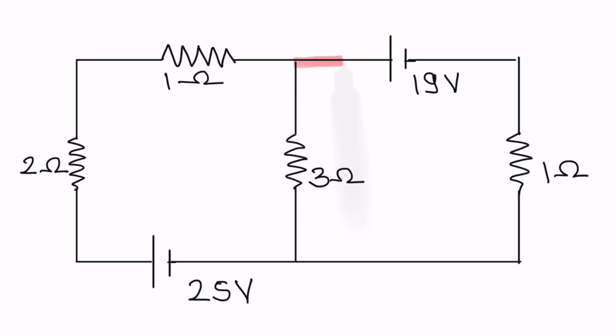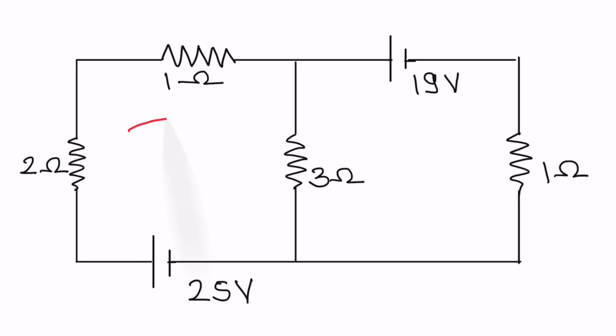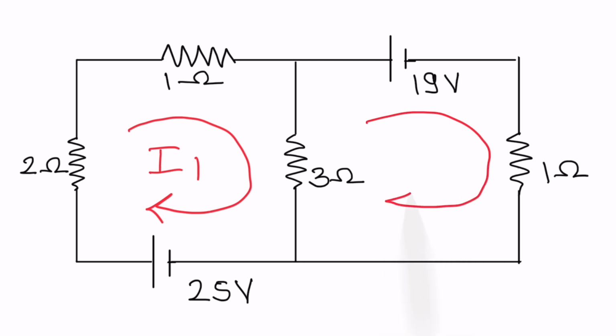Second mesh, 19, 1 ohm, 3 ohms. Once again, back to the same point. So this will form a second mesh, and we can show clockwise current I2 inside this mesh. Let us show the currents. So I1 is a clockwise current flowing in mesh 1, and I2 is a clockwise current flowing in mesh 2.